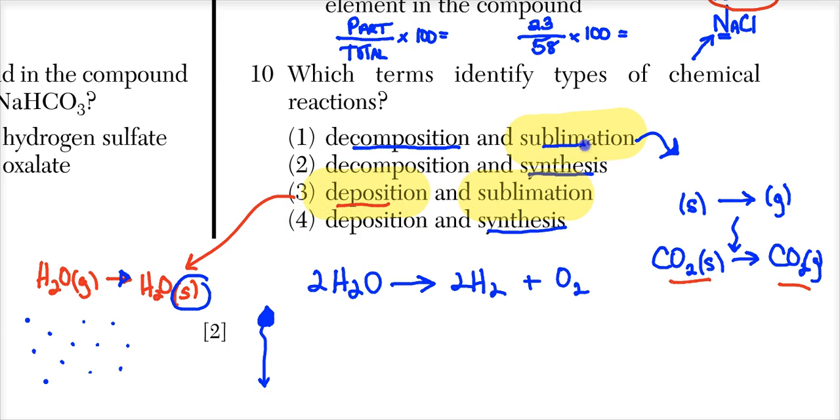These are phase changes. These are not chemical changes. And you should know chemical changes are when the formulas change. These are all phase changes. So the answer that is just chemical reactions is decomposition and synthesis. Decomposition and synthesis is the only choice that has just chemical reactions, choice 2.